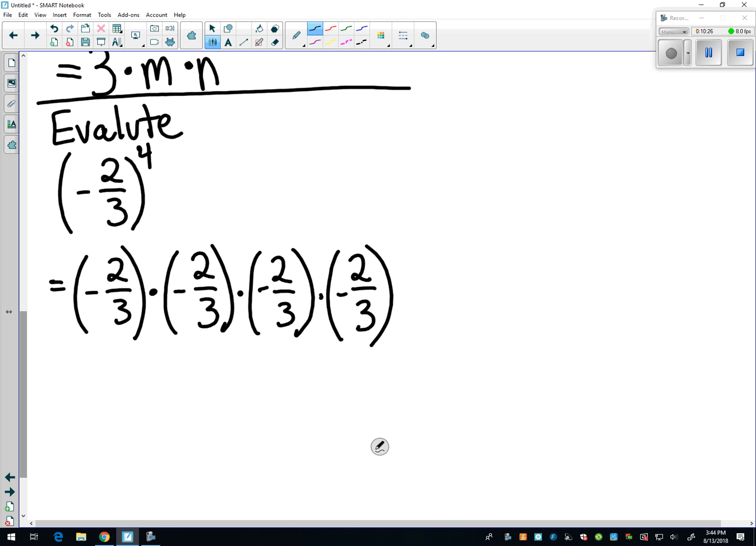And then I'm going to go through and multiply them together. The way we can do this is when you multiply fractions, you multiply the numerators together and then the denominators together. Well, 2 times 2 is 4, times 2 is 8, times 2 is 16. So my numerator is 16.